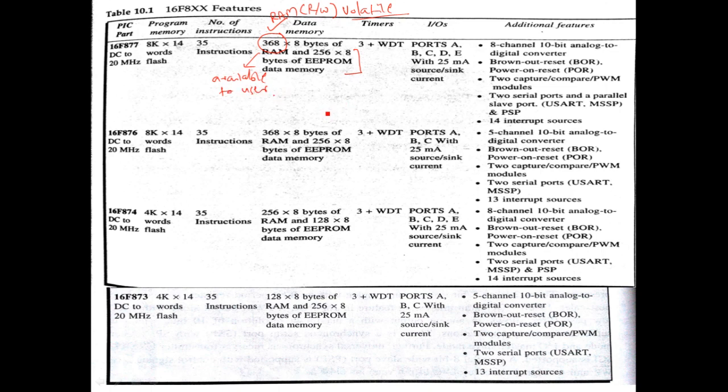We'll see the total RAM which is available in this chip is 512 bytes. Out of that, only 368 bytes is available to the user. The other part of this RAM is used by the microcontroller or by the CPU for its operation. So let us see how this 512 bytes of RAM is organized, and how only 368 bytes is available to the user.